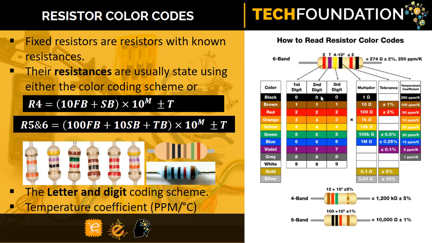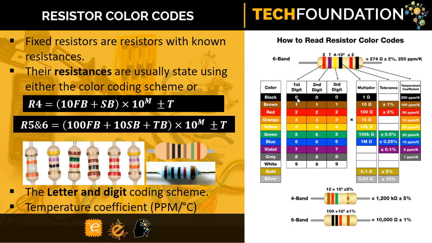If we look at the table here, we have the colors black, brown, red, orange, yellow, green, blue, violet, gray, white, gold, and silver. Now the way I remember this is: black brought red oranges yesterday, green blue vines grow well. So that is how I remember these values.